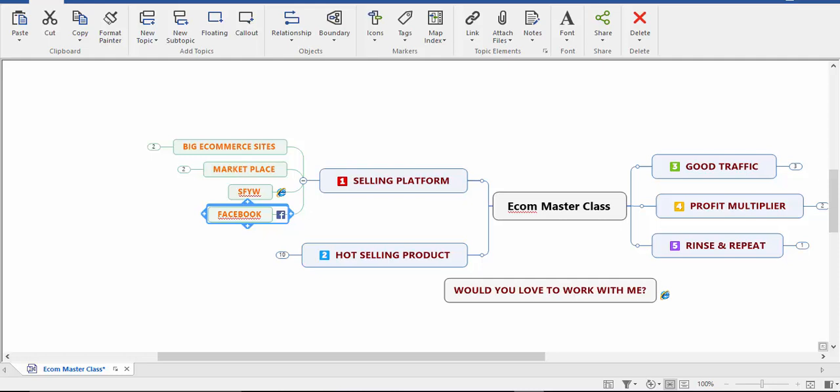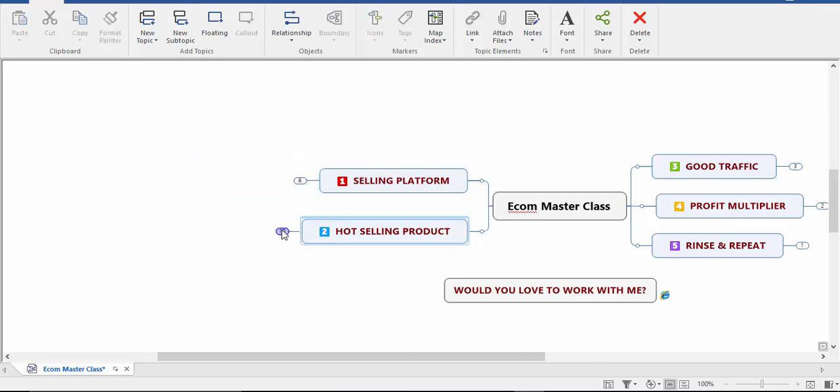I just talked about the different selling platforms where you can sell your product: the big e-commerce sites, the marketplace, selling from your website, and Facebook. There are other platforms you can sell on. You can sell on Instagram, you can sell on Twitter, depending on how you can take advantage of these platforms. You can sell from anywhere as much as you know how to drive the traffic. So let's move to the next slide.